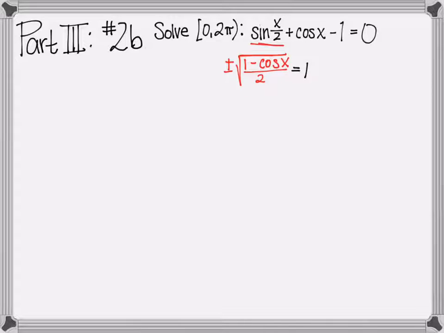I'm going to move everything else to the other side because I want to get rid of that radical sign, and the only way to do that is to square both sides. So that'll be my next step.